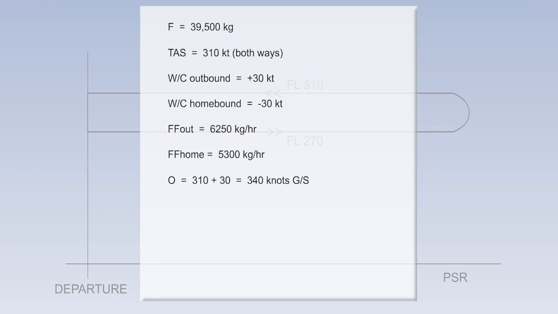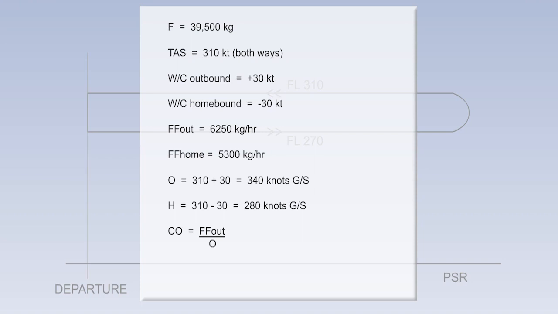We need to find CO and CH. The first thing to do is calculate O and H. O is 310 knots TAS plus 30 knots tailwind. That's a ground speed of 340 knots. H is 310 knots TAS minus 30 knots headwind, or 280 knots ground speed.